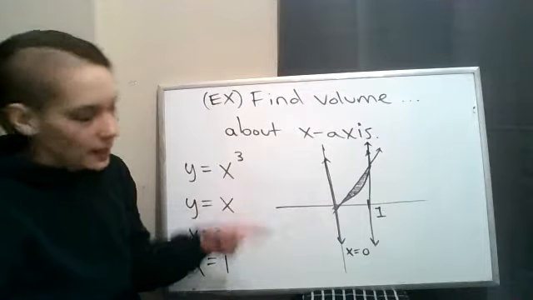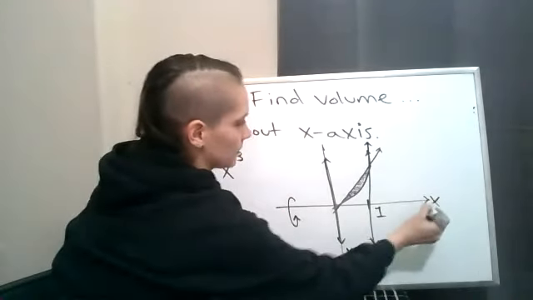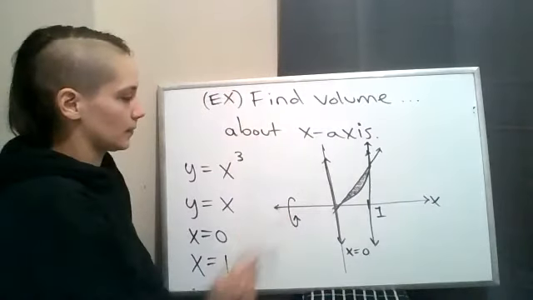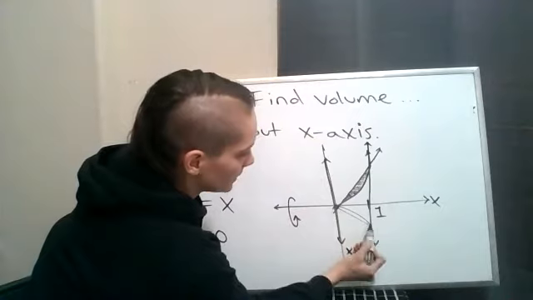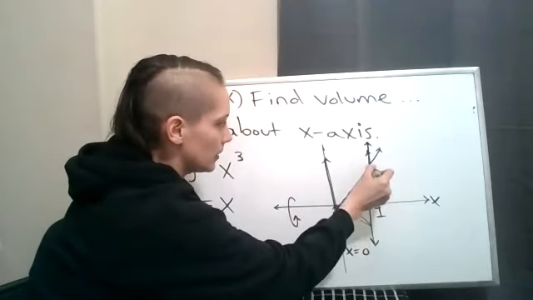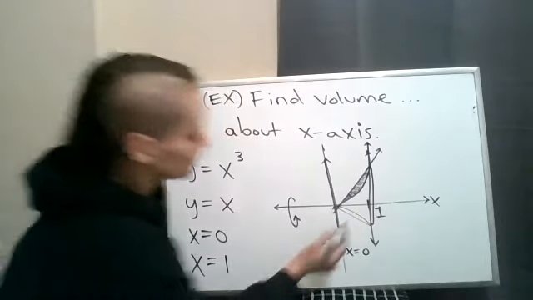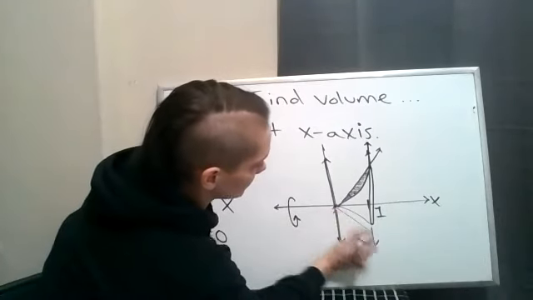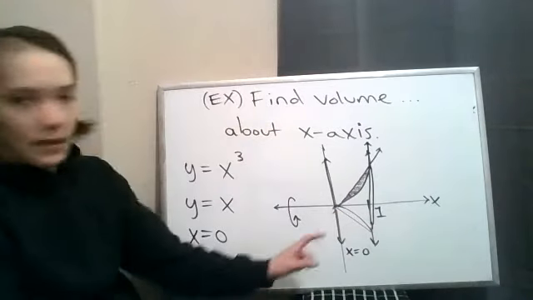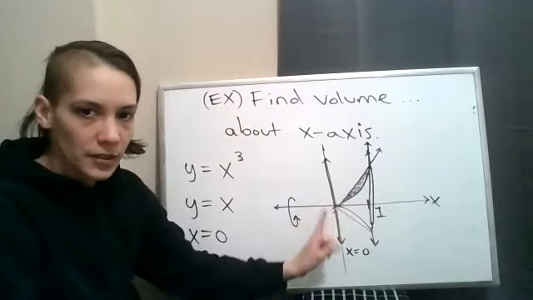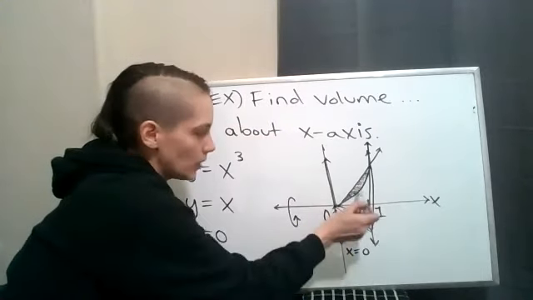Okay. Rotate about the x-axis. So go this way, flat. Maybe give it a little bit of an opening or something. Okay, we're going to fill it with washers from x equals 0 to x equals 1. Draw a washer.